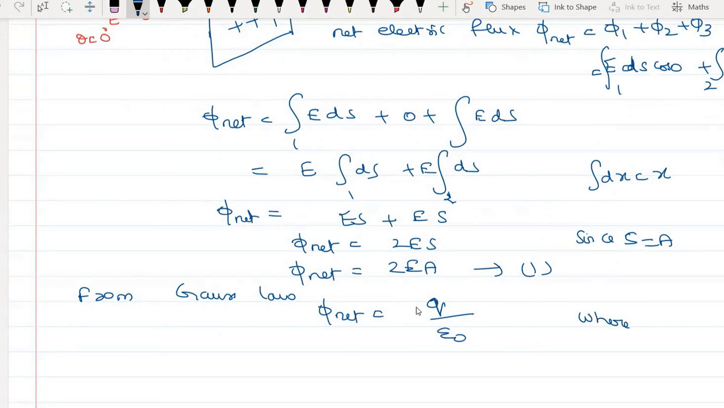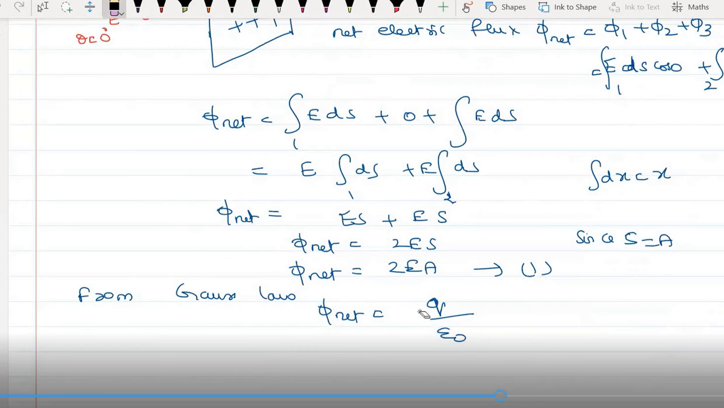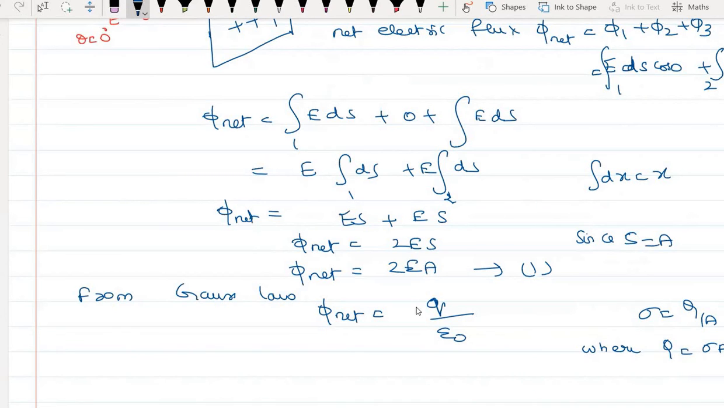Where Q is nothing but what? We know that sigma equal to Q by A. So Q is nothing but what? Sigma A. So you can write Q equal to sigma A. Clear or no? So this is equation number 2. From 1 and 2, what you can write?